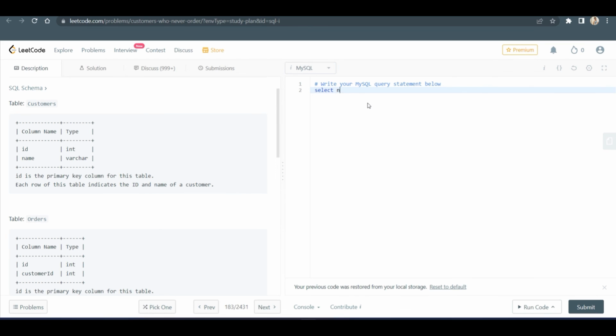Select name from customers where id not in, and we will write another query inside this query, that is select customer id from orders. Let's try the code.